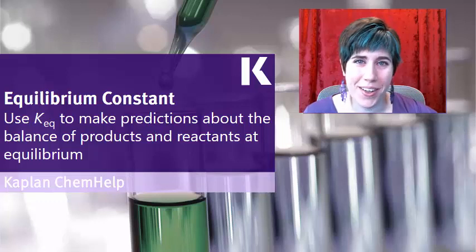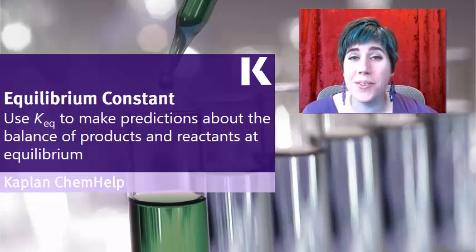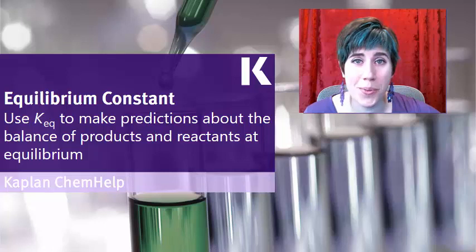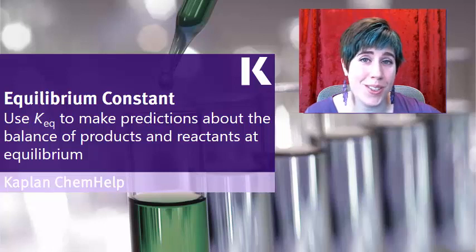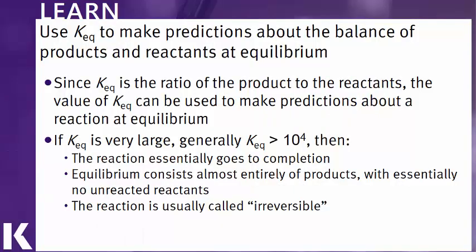Hi, my name is Justine Harkness, and in this video, we'll look at how to use the value of the equilibrium constant to make some predictions about where equilibrium lies in terms of the concentration of products and the concentration of reactants. Since the equilibrium constant is just a ratio of products to reactants at equilibrium, we can use the value of the equilibrium constant to determine how the reaction tends to lie. Does it favor reactants or products?